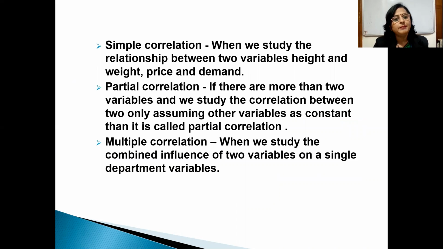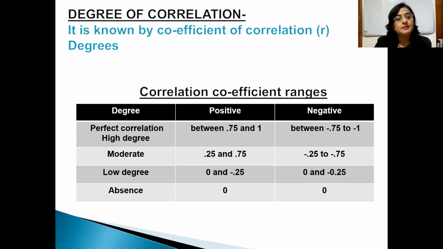Now, I'm coming to the simple correlation, partial correlation, and the multiple correlation. When we study the relationship between two variables, height and weight, price and demand, it is called simple correlation. Partial correlation: if there are more than two variables and we study the correlation between only two variables, assuming the other variables are constant, then it is called partial correlation. Multiple correlation: we study the combined influence of two variables on a single dependent variable. It is called multiple correlation. Here I have discussed the degrees of correlation like perfect correlation, high degree, moderate, low, and absence of correlation.